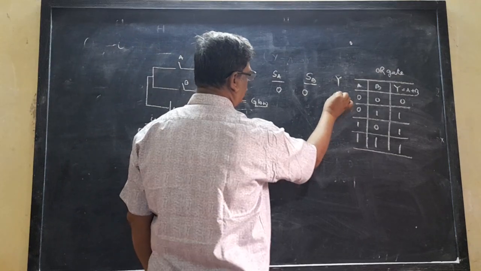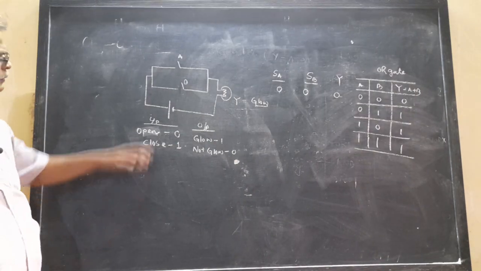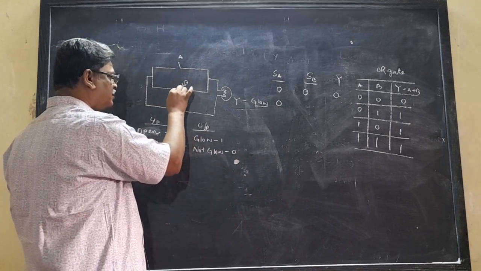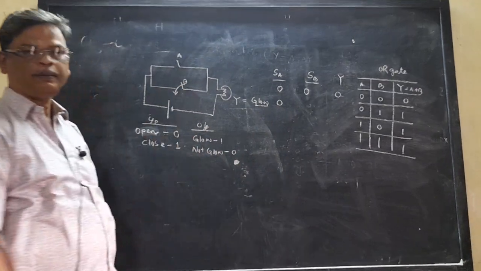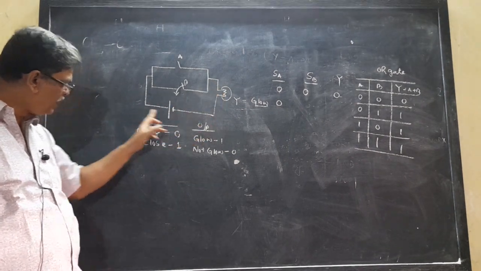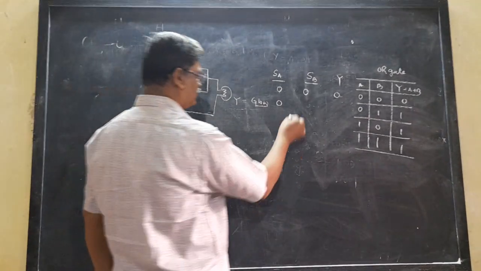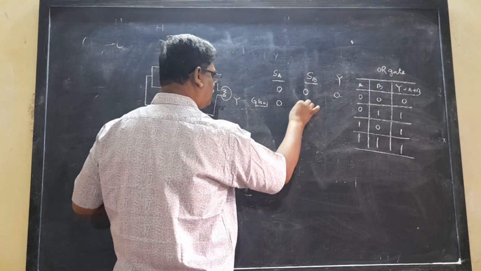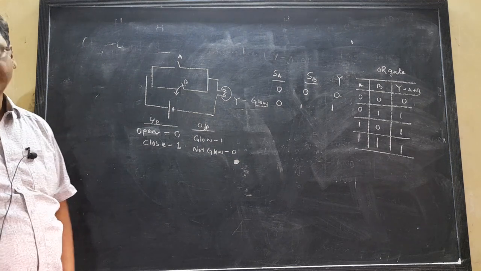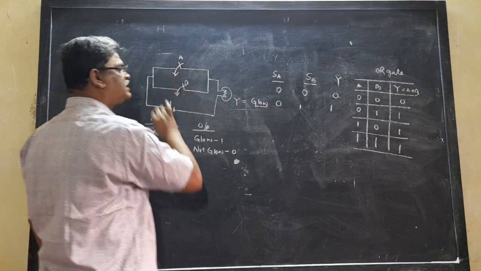Bulb will not glow. That is the first condition. Second condition: if A is open, yes A is open, but B is closed, then what happens? Then there is a current flowing in the lower half through the B switch. See, current will flow through the bulb and the bulb will glow. B closed is 1, then the bulb will glow, 1. That is the second condition.